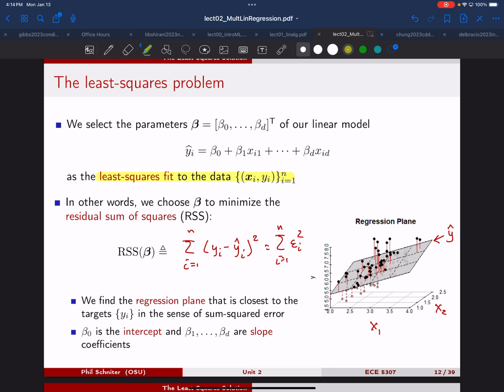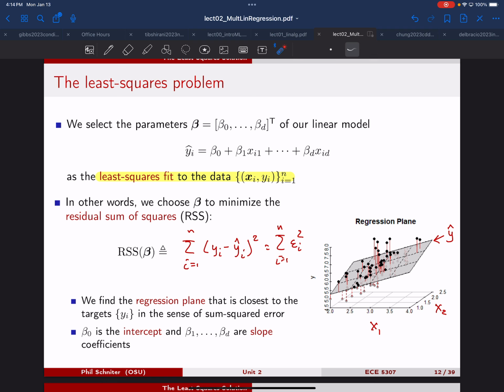And this is sort of what it means to do a least squares fit. We want the sum over the training data of the differences between the true and predicted targets, squared, to be minimized. And we also know that this y minus y hat can also be written as epsilon, so this is just another way of writing it.